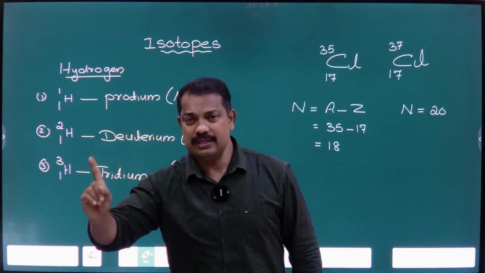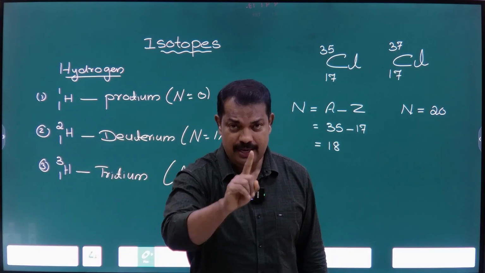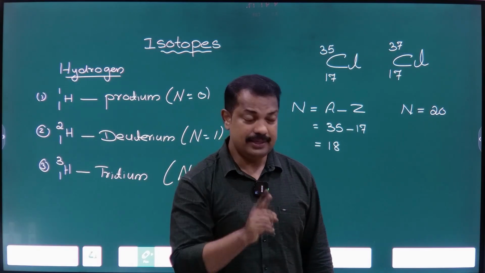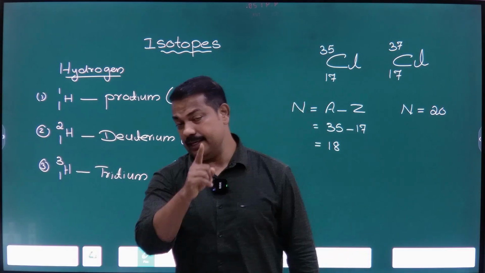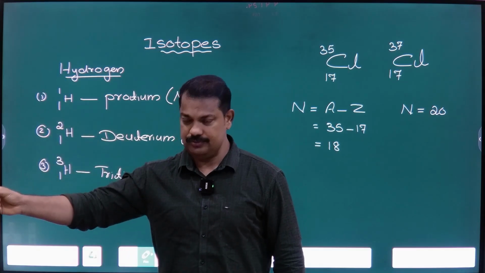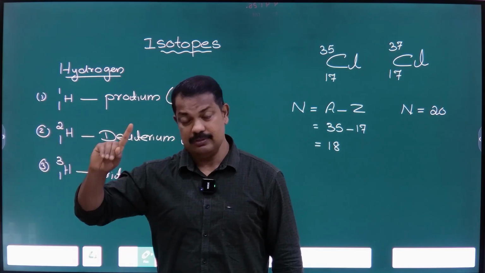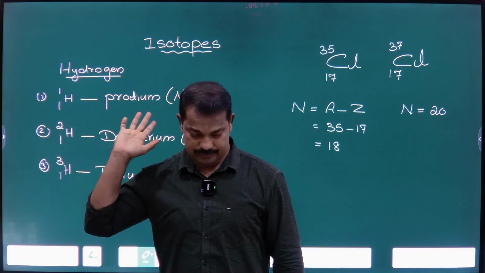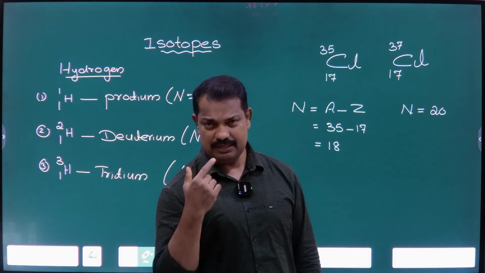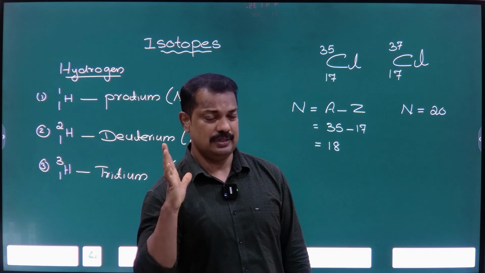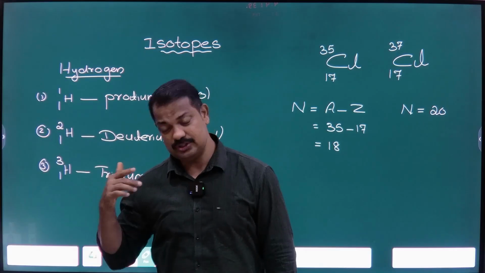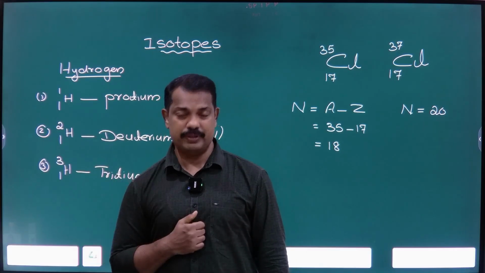Because all the isotopes of an element have identical electronic configuration containing the same number of valence electrons. But the physical properties are different because of the different atomic masses. All the isotopes of an element have different atomic masses, so this shows different physical properties.